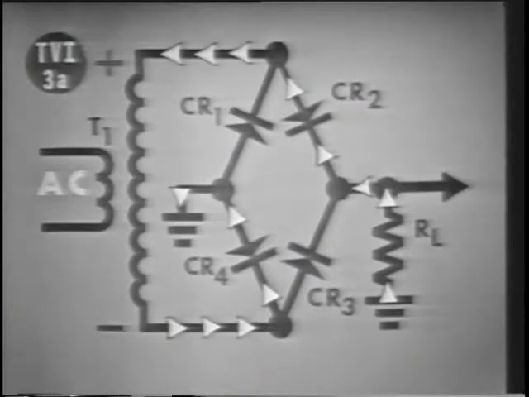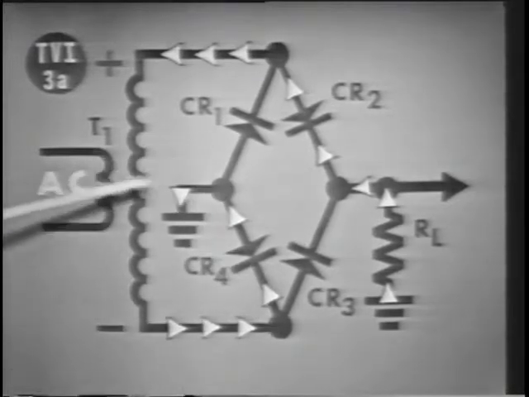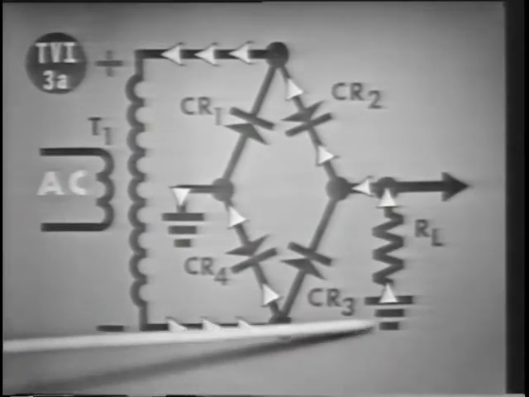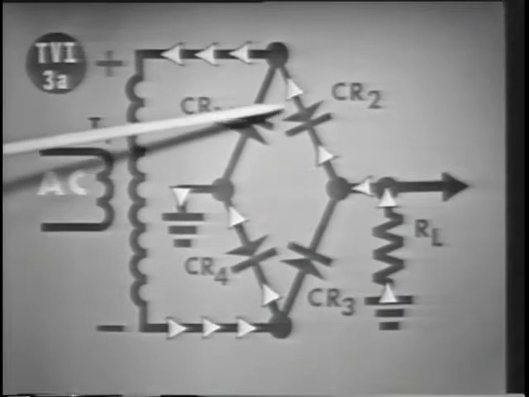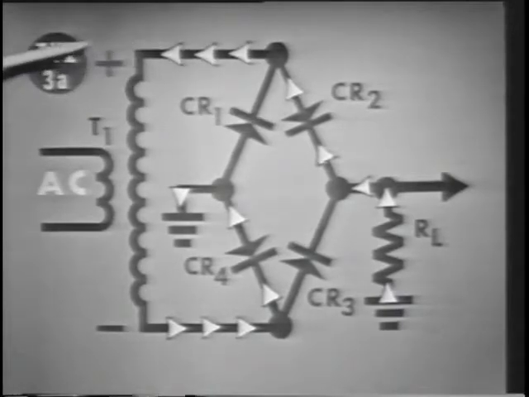Now, let's complete item 3 in the TVI guide. Show the path and direction of current with this polarity on the secondary. All right, from the negative end of the secondary, then up through CR4 to ground, then from ground up through R sub L, and on up through CR2 and on to the positive end of the secondary.